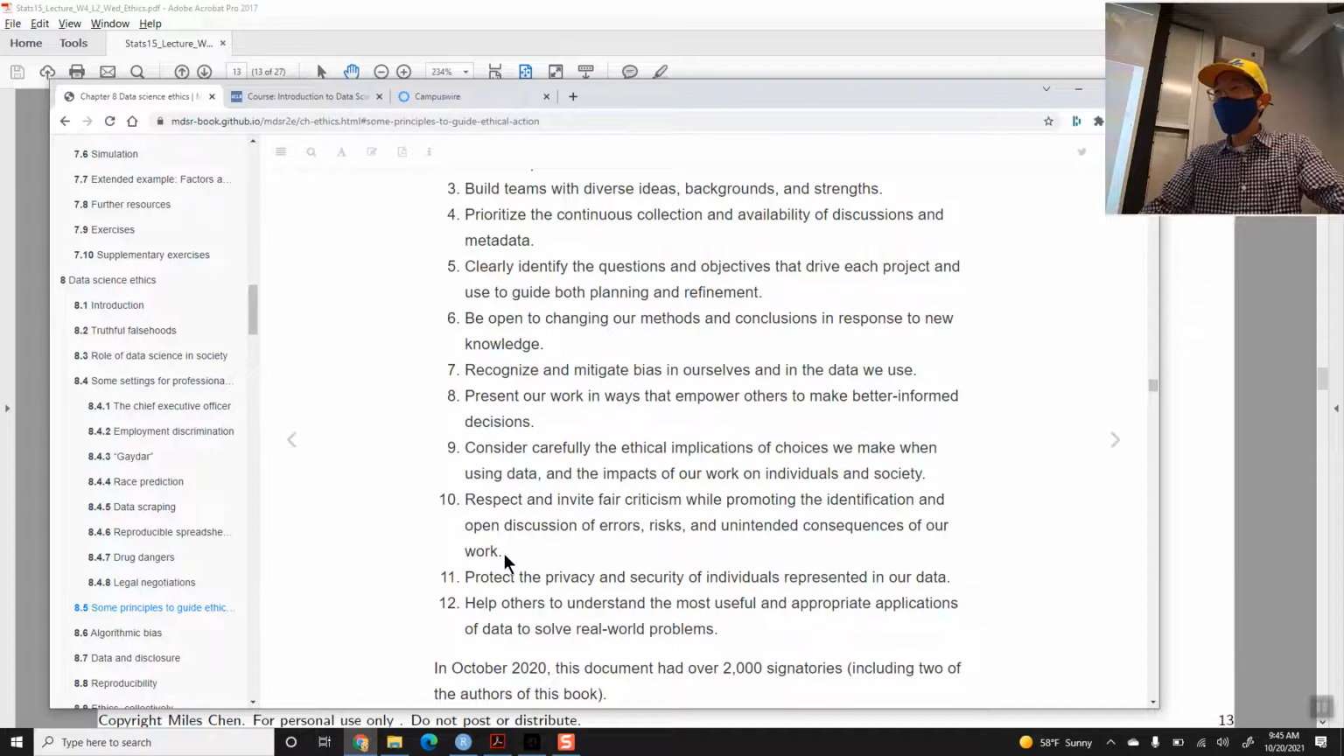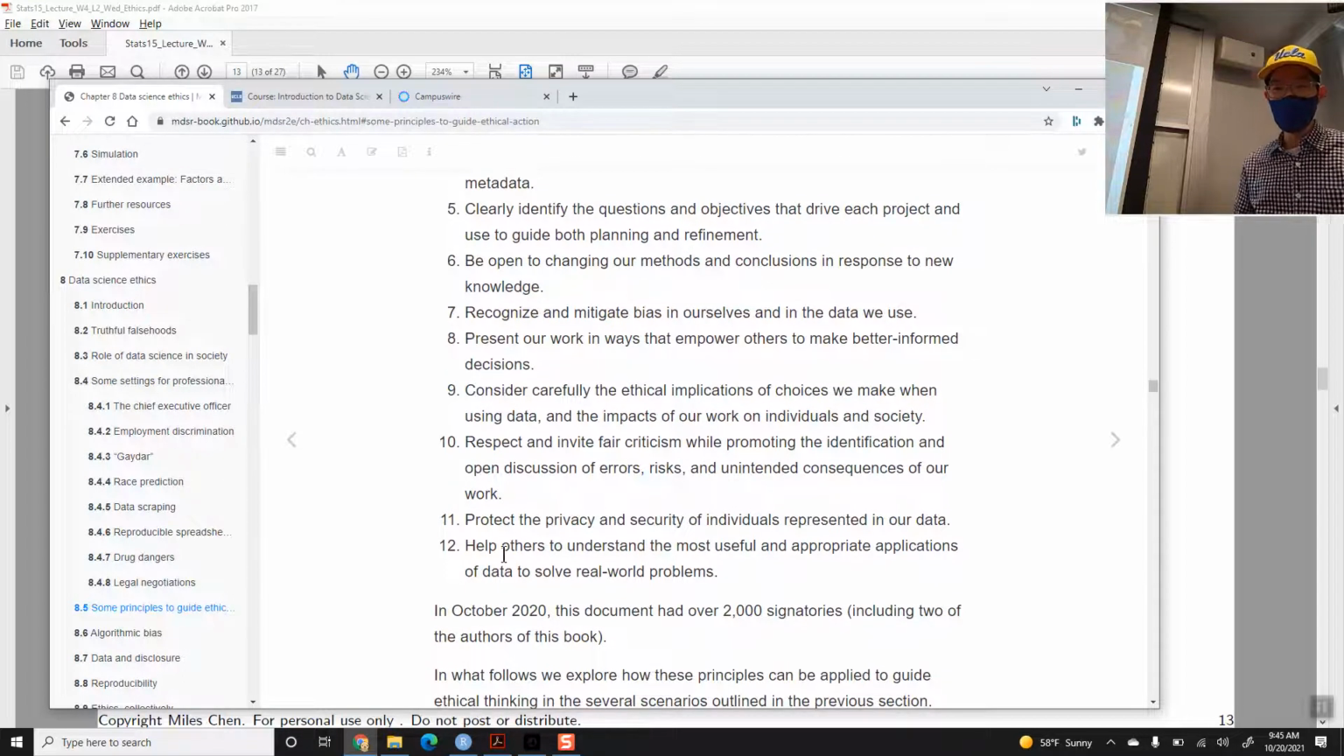And that's fine, but that line we have to recognize might be different for everybody as well, okay? Number four, prioritize the continuous collection and availability of discussions and metadata, meaning you don't want to just take your stuff from years ago and base things on the future based on that, kind of continue to update and things like that. Number five, clearly identify the questions and objectives that drive each project and use to guide both planning and refinement. So think about what's the purpose in the first place.